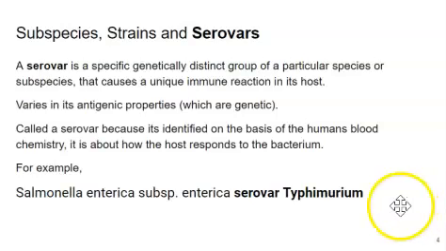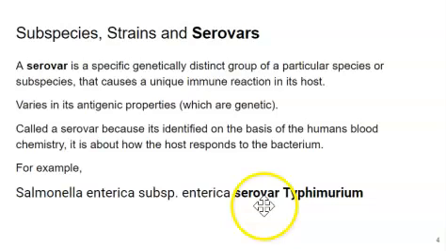So here we see Salmonella enterica being the species name, subspecies enterica, and then within that there are many, many, many different serovars. One, for example, is called serovar Typhimurium.